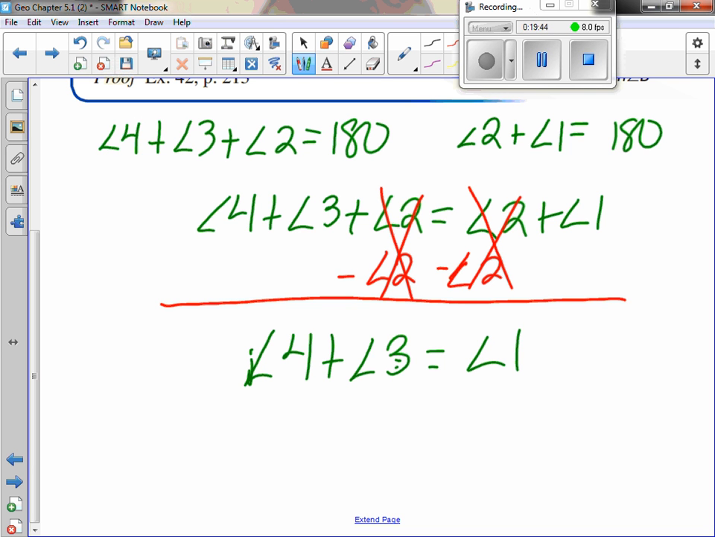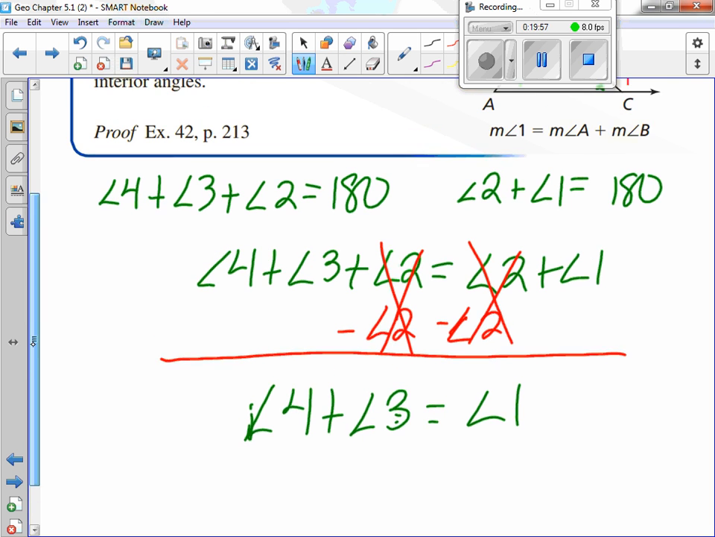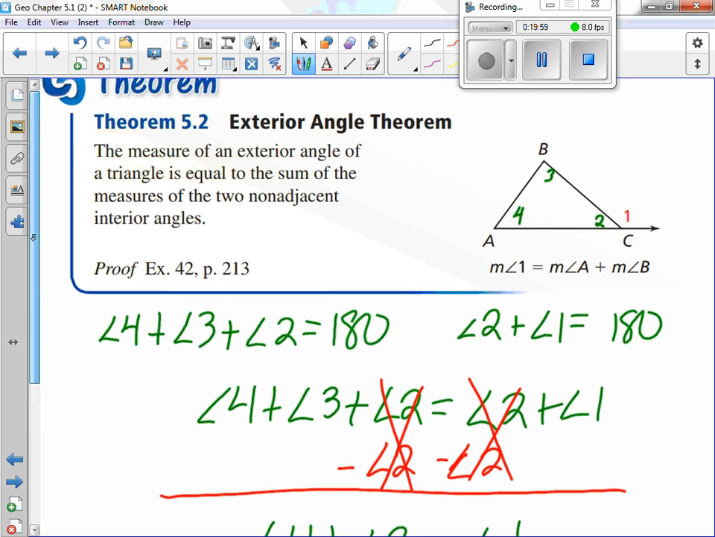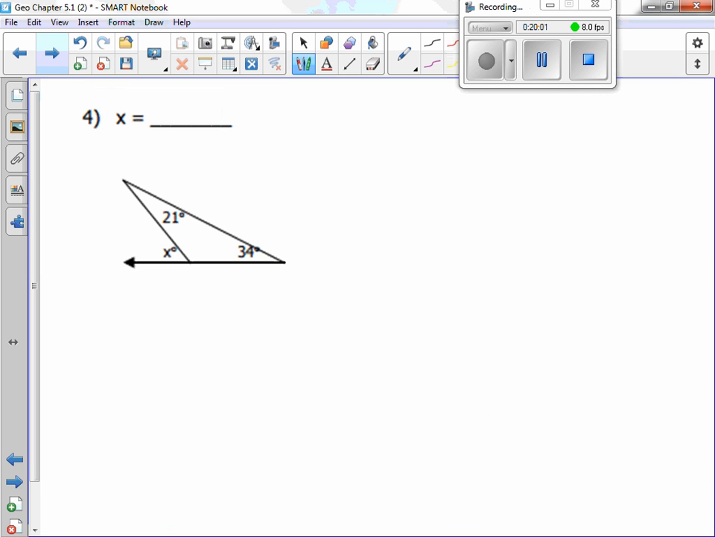Four and 3 were the opposite two interior angles, weren't they? So here I can show that those two angles added together will equal the measure of the exterior angle. And that's it. So that's really just kind of showing this proof works, or kind of the proof of this.